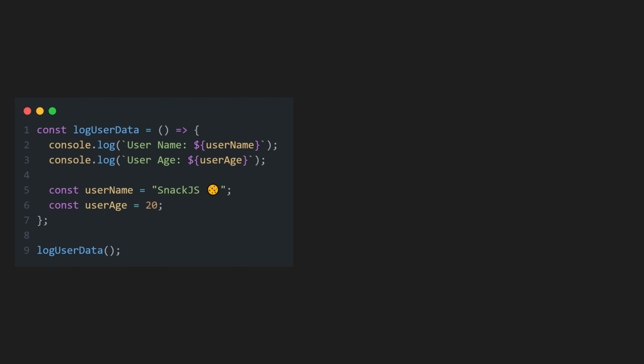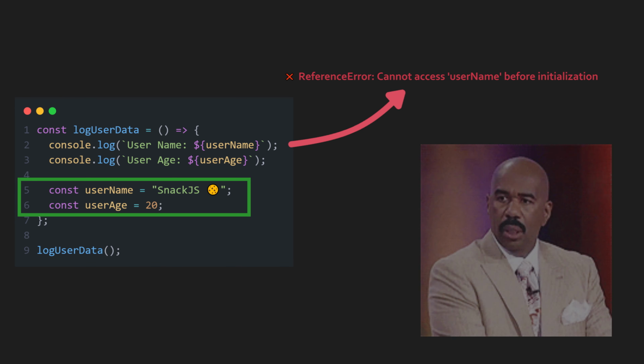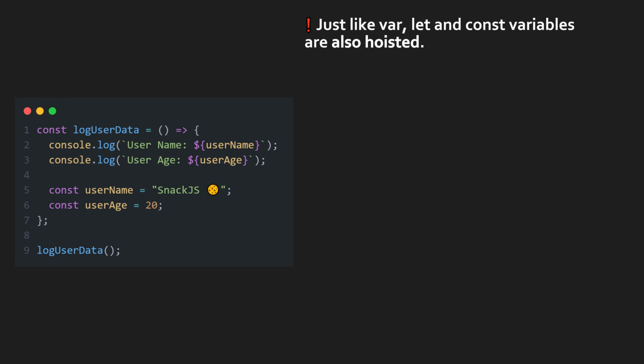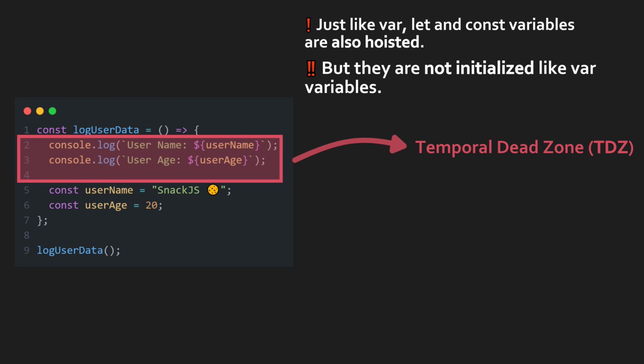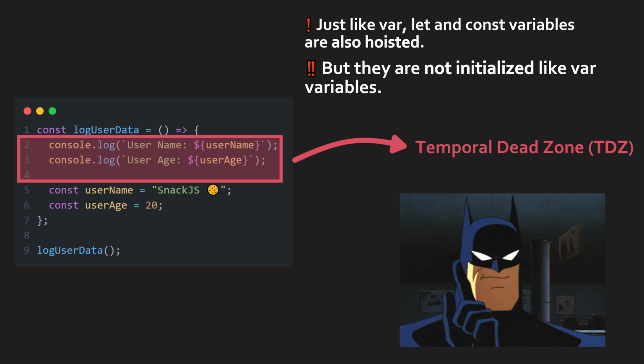Now let's try the same thing, but with const instead of var. But this time, instead of getting undefined, JavaScript throws a ReferenceError like this. So what changed? Just like var, let and const are also hoisted, but there's a twist. They're hoisted to the top of their scope, but they don't get initialized right away. This special zone between the hoisting and the actual line where the variable is defined is called the temporal dead zone. While a variable is in the temporal dead zone, you can't access it at all, not even as undefined. So when the console.log tries to access username, it crashes immediately because username is still in the dead zone.